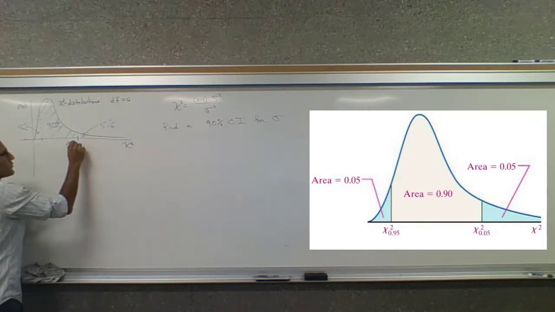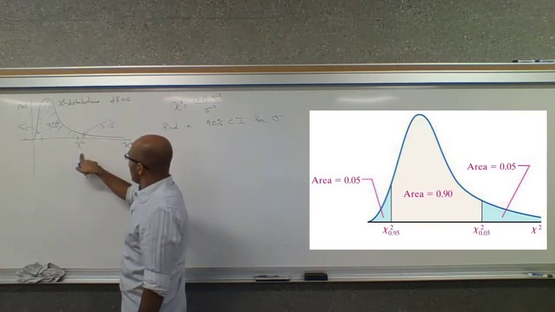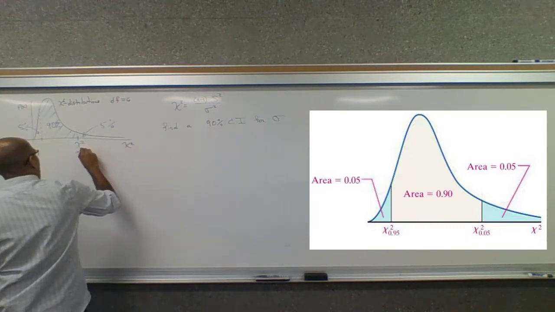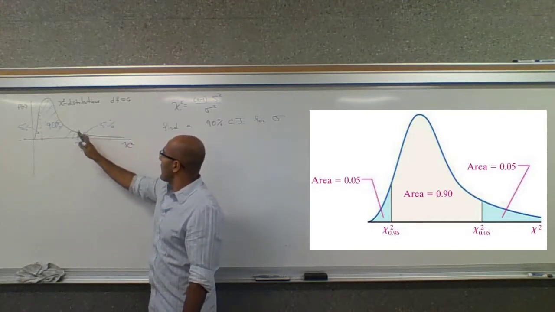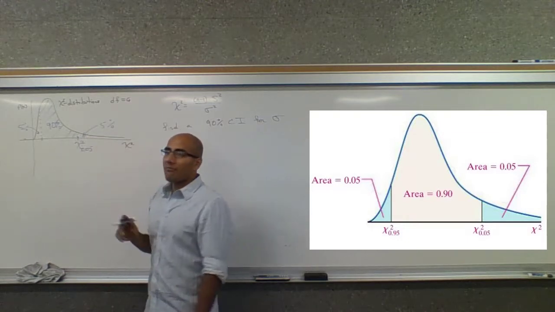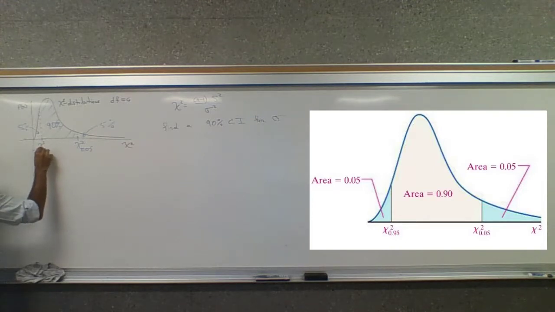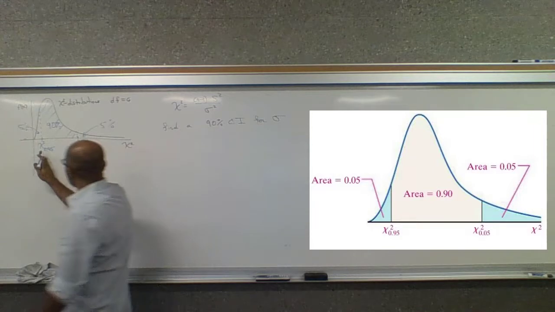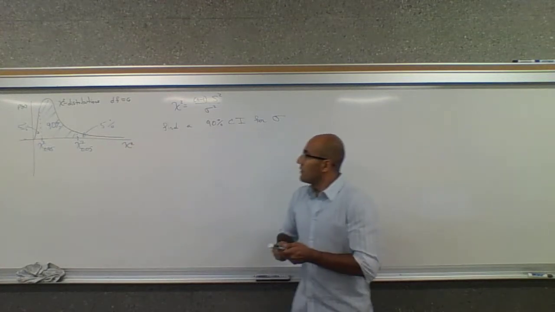Now, of course, we use very similar notation. Chi-squared, and then we say 0.05 to indicate that that's the chi-squared value that separates the lowest 95% of our data from the top 5% of our data. And this is chi-squared 0.95 to indicate that this is the chi-squared value that separates the lowest 5% from the top 95%.